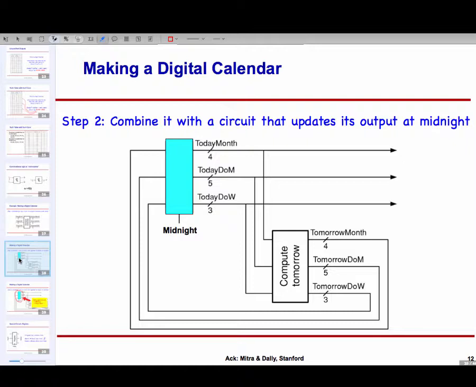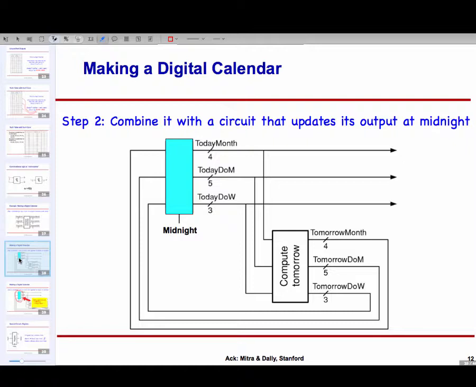The output is not following the input. So, one way of thinking about it, it has memory. The output is what the input was at the most recent midnight. Right? That's one way of thinking about this box. That output is equal to the input at the latest midnight point. And that's a form of memory, right? I mean, we are remembering what happened at the most recent midnight.